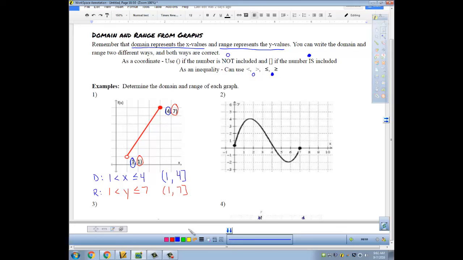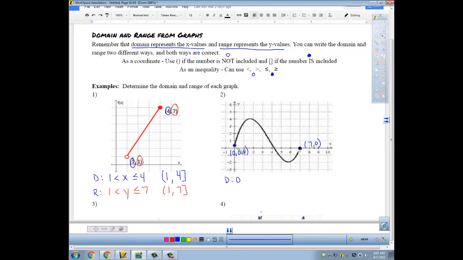So if we look at number 2, I'm going to find my furthest to the left point, which is right here. I'm just going to estimate that. That's about 0.4. And then my furthest to the right point, right here, is 7, 0. So my domain would be the smallest point was 0.